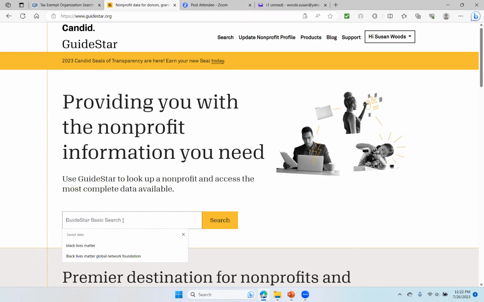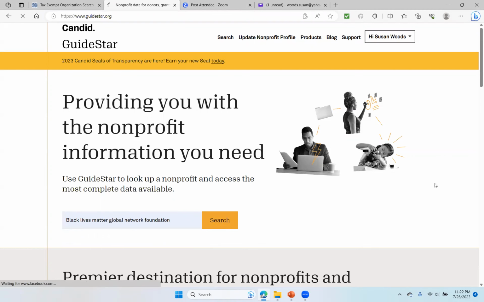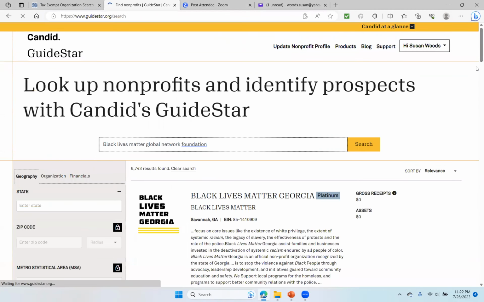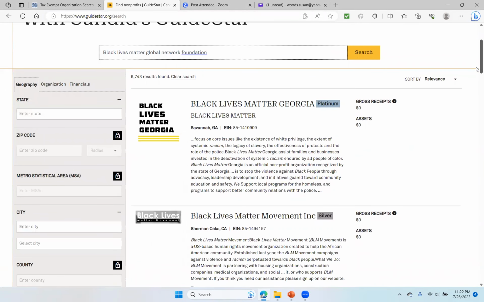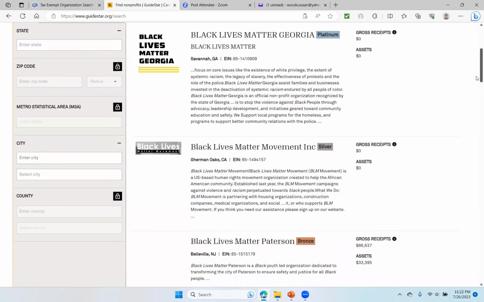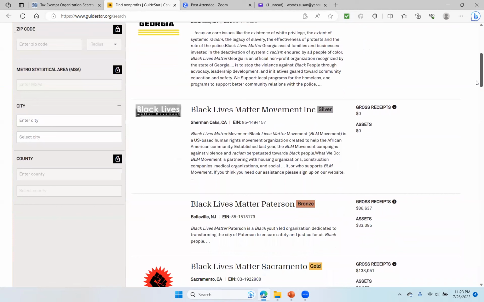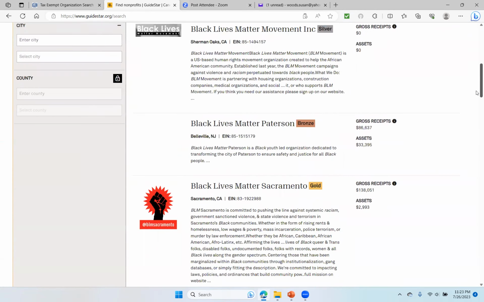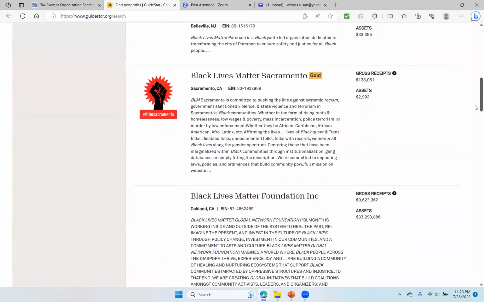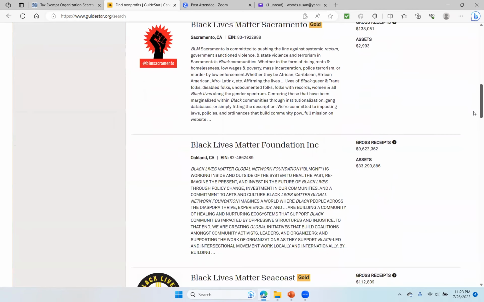So when I click on the search, I went to Black Lives Matter Global Network Foundation and clicked on search. And it's going to list several Black Lives Matter organizations. There are so many organizations with the names Black Lives Matter in some form or another. And the reason for that is the Copyright Office would not put a copyright protection on the words Black Lives Matter because it is too popular now. So they refuse to put a copyright protection on it so anybody can use the words Black Lives Matter.